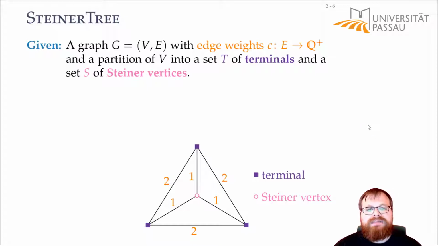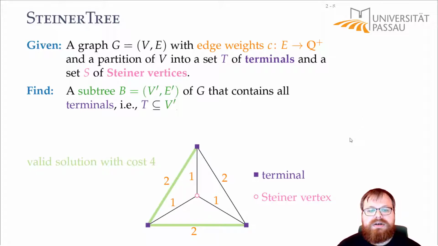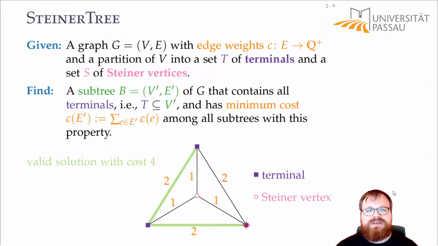Now the question we have is, we want to find a subtree of this graph G that contains all the terminals. So for example, this green subtree here, this is a subtree that contains every vertex in T. It contains these 3 vertices. And it has cost 4, so you can already imagine what else we want to find. We want to find the cheapest one. We want to find the one with the minimum cost among all subtrees that contain all terminals.